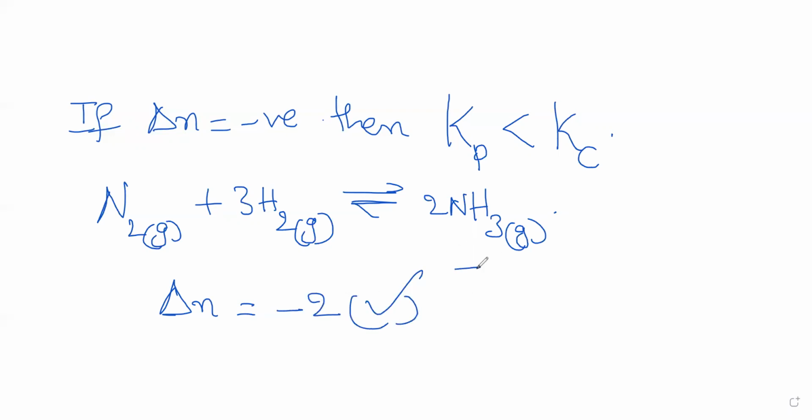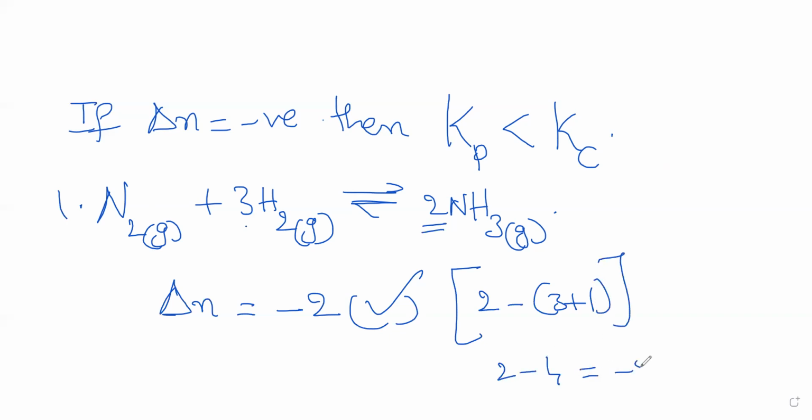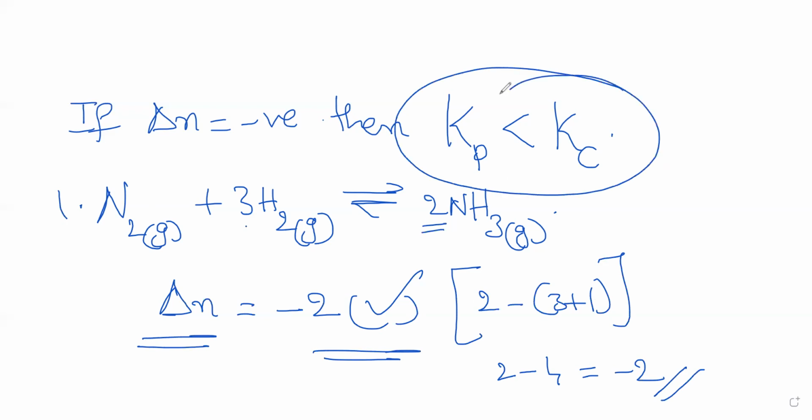Why is it like that? Let us calculate. 2 moles here, minus of 3 plus 1. Here nothing is written before N2, which means 1 is multiplying it. So it is 2 minus 4, which is -2. -2 is the right answer. Because delta n is negative, you have Kp less than Kc. Is it clear, students? Yes, sir. Let's do one more example now.